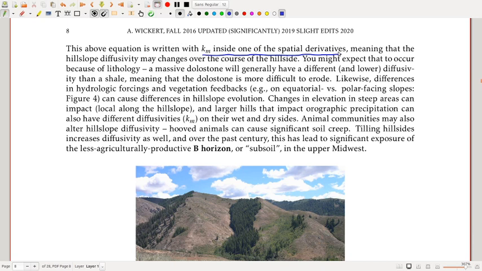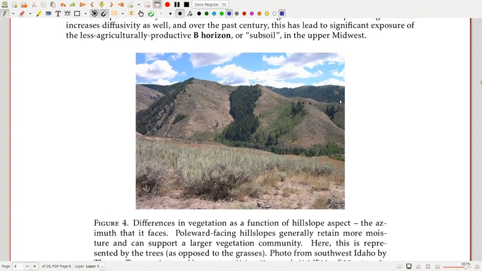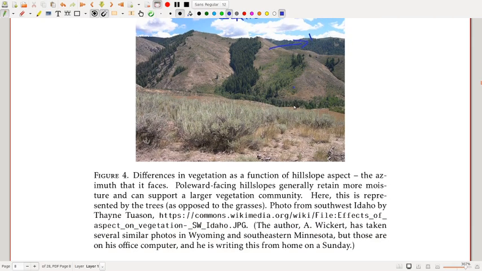And likewise, there can be differences in vegetation where, for example, we have this example of a hillside in Idaho. This should be going to the south, I believe. So typically what we'd see here is that this would be to the south towards the equator, and then the trees would be on the side facing the north, in this case the pole. And that's because there's too much evaporation for trees to be able to live on one side of the hillslope, and so they end up dominating one half of the landscape, and then there are a bunch of grasses and a more rocky landscape on the other side. And so there can be differences in vegetation that also lead to differences in hillslope diffusivity by changing the land cover.